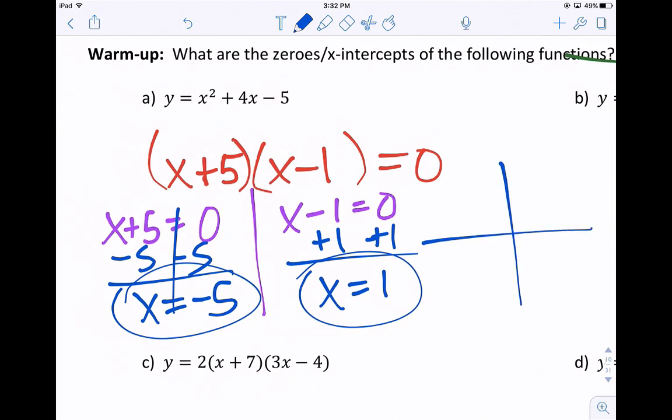Now if we were to graph that, what that means is that it would cross at negative 5, and we'd have another zero that would cross at 1. So that's what we're trying to find. Where do these quadratics cross the x-axis?